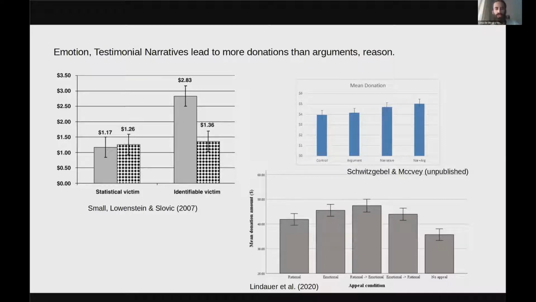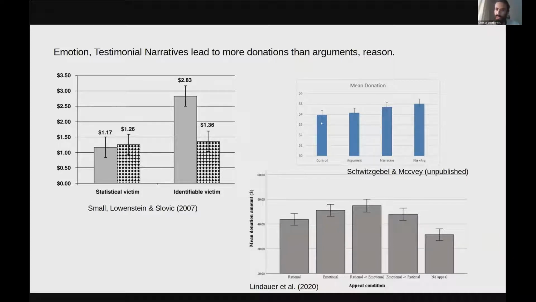such as testimonial narratives usually lead to many more donations than what we could call reason prompting conditions, such as arguments or offering statistics, giving reasons, etc. Here you see some examples of these. In some of them the differences are really strong. In others, usually they are not that strong, so we need a lot of participants to really see the effect.